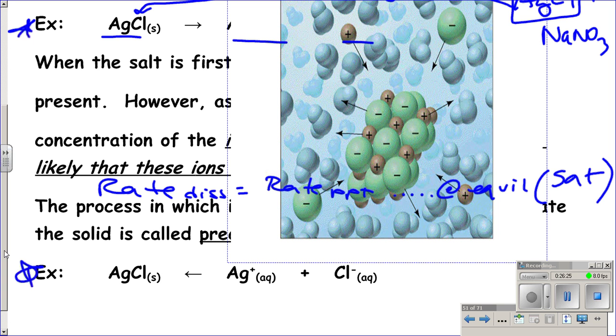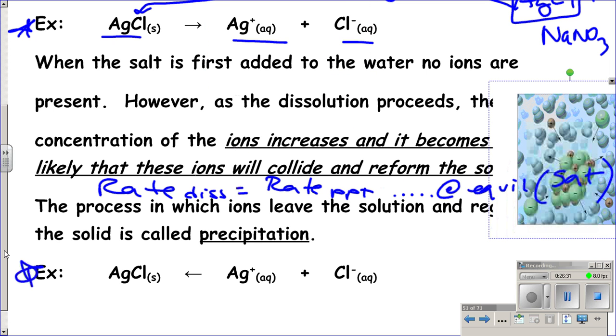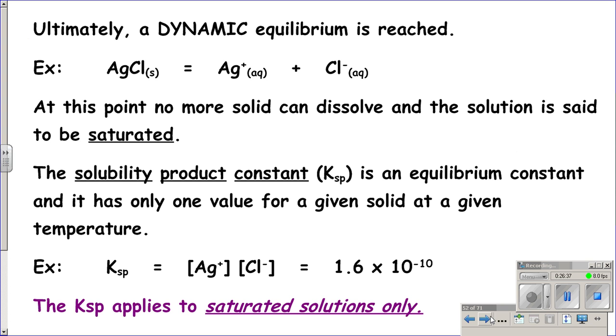So sometimes they'll have you diagram it. It's something that you're somewhat familiar with. So, alrighty, this is all stuff that you can read again from your reading guide. All right, so the dynamic equilibrium is what we are concerned about. That's the saturated solution. Okay.